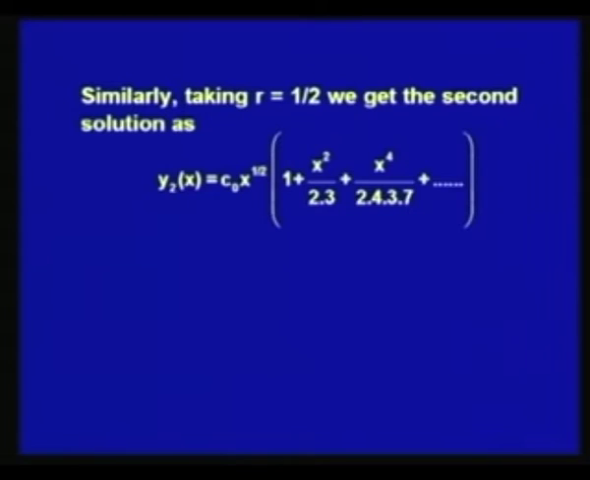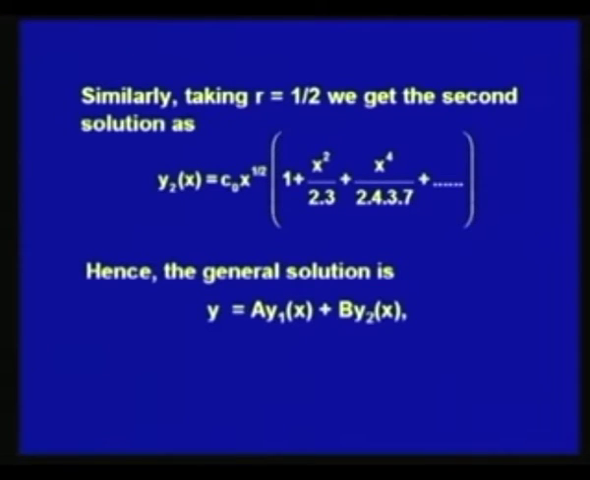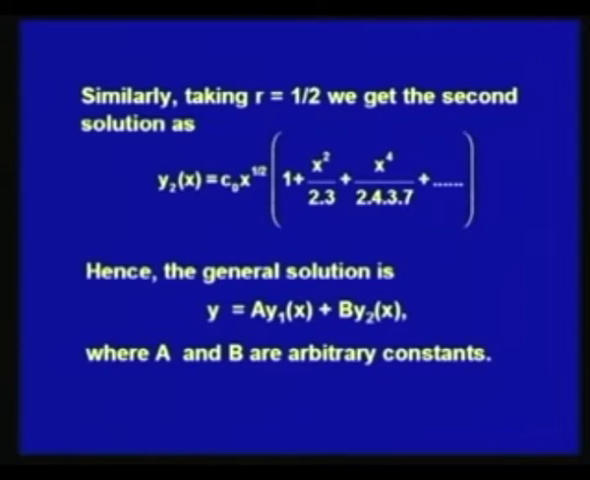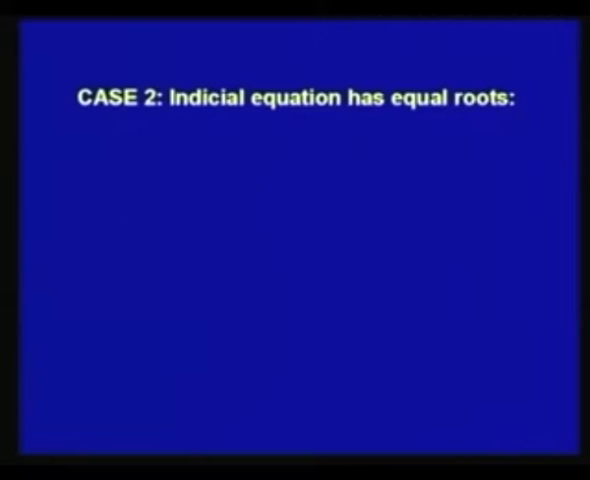Similarly, taking r equal to half, we get the second solution of the differential equation as y2(x) equal to C naught x to the power half into 1 plus x square over 2 into 3 plus x to the power 4 over 2 into 4 into 3 into 7, and then we can write the general solution of the differential equation as y equal to a into y1(x) plus b into y2(x), where a and b are arbitrary constants.